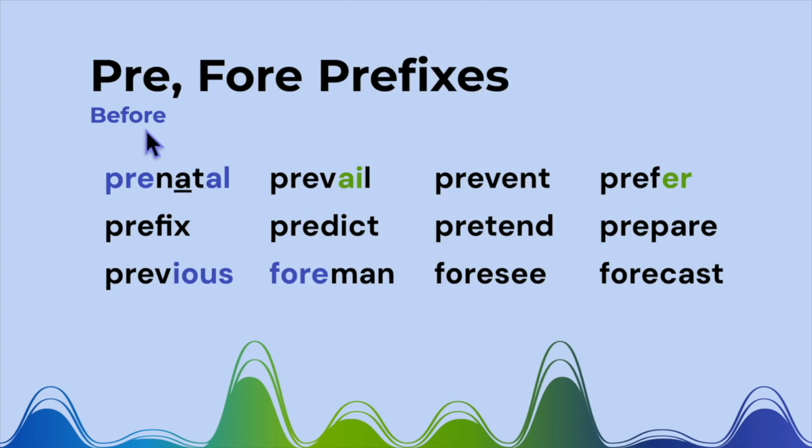Pre and fore both mean before. Here we have the root natal. AL says ul at the end of a word, and this has a long A. Natal has to do with birth, so a prenatal doctor appointment is a doctor appointment before the baby is born. AI says A. Prevail, prevent, prefer, prefix, predict, pretend, prepare. IOUS is a suffix that says eus. Previous, foreman, foresee, forecast.